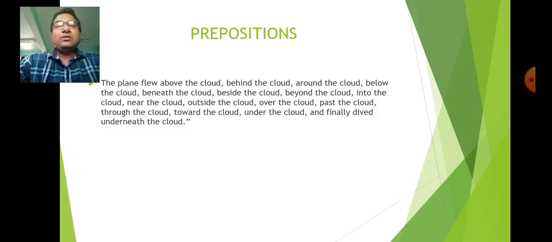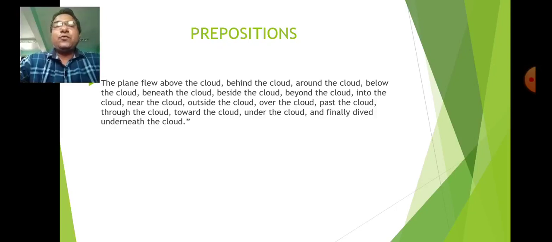For example, here is one sentence: a plane flew above the clouds. Suppose this is your sentence. There is a plane and, second, a cloud. How are you going to use a preposition with these two subjects in your sentence? See the example: the plane flew above the cloud, behind the cloud, around the cloud, below the cloud, beneath the cloud, beside the cloud, beyond the cloud, into the cloud, near the cloud, outside the cloud, over the cloud, past the cloud, through the cloud, toward the cloud, under the cloud, and finally dived underneath the cloud.